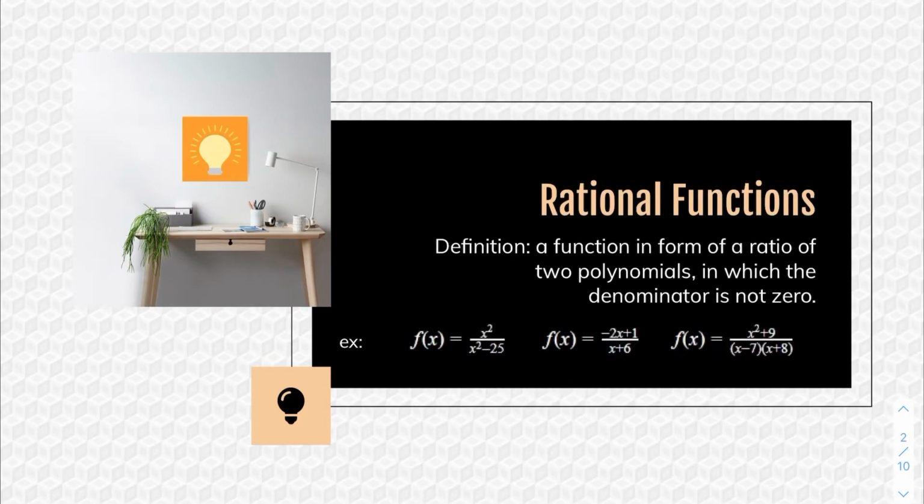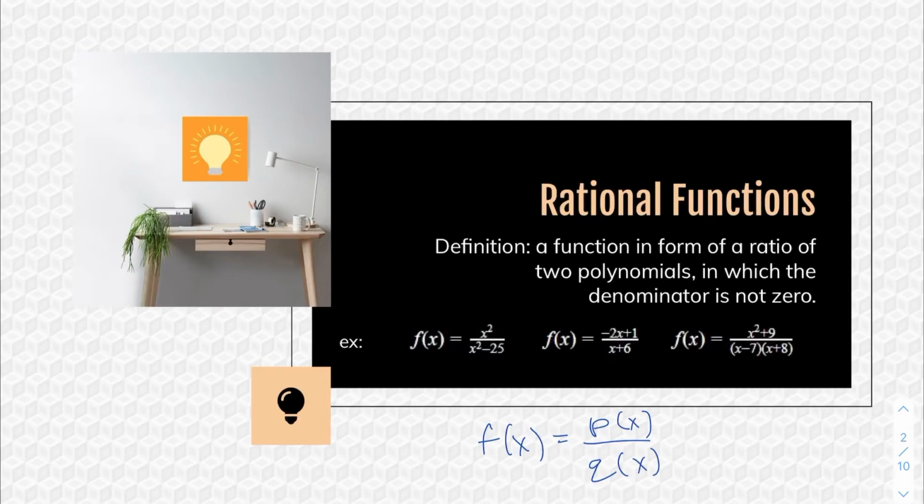A rational function is a function in the form of a ratio of two polynomials in which the denominator is not zero. Here we see that all the examples simply have two expressions on each side of the ratio. Rational functions follow the basic equation f of x is equal to p of x over q of x, where both p of x and q of x are polynomials and q of x can never equal 0.